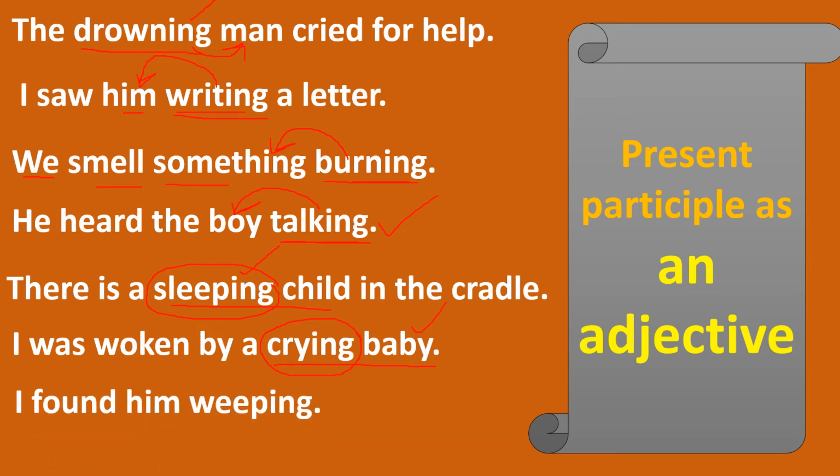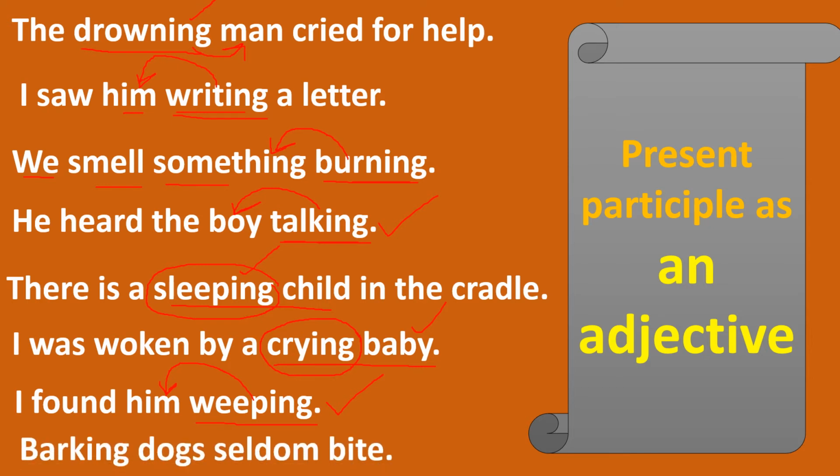Next one. I found him weeping. Weeping is present participle which refers to him. That is an object in the sentence. So weeping is named as object complement or present participle or an adjective or verbal adjective.